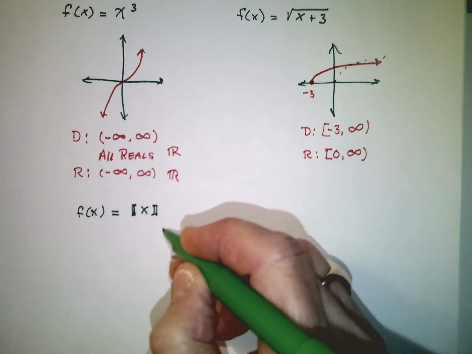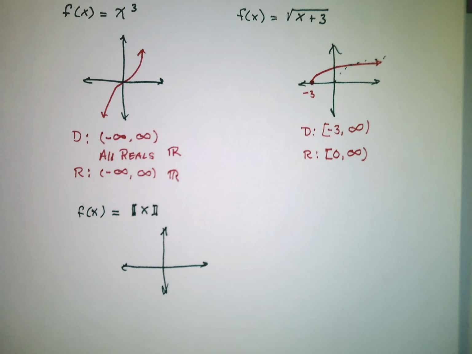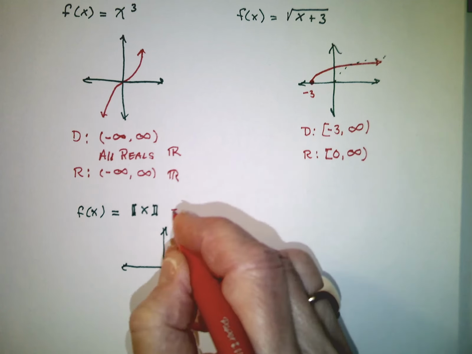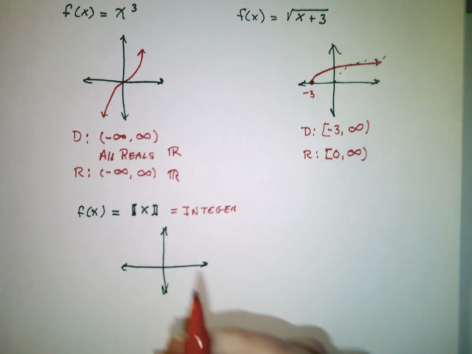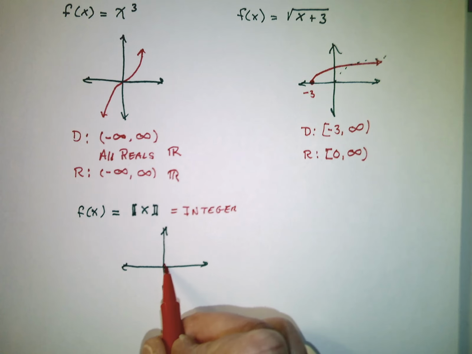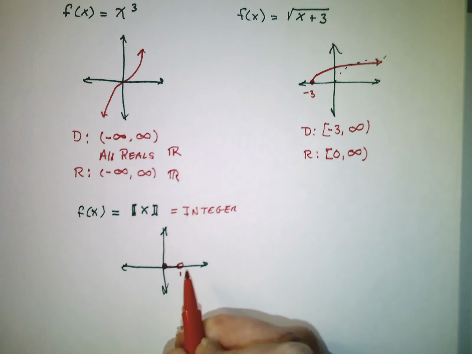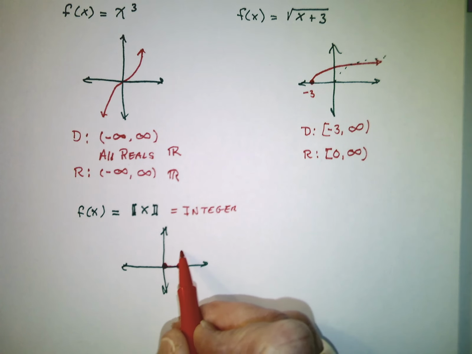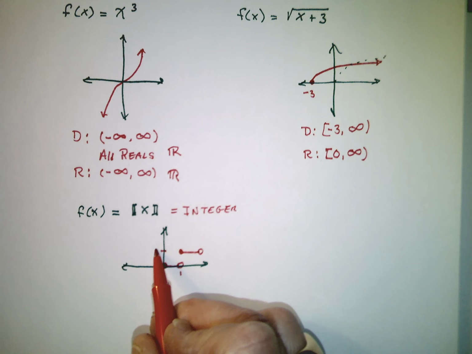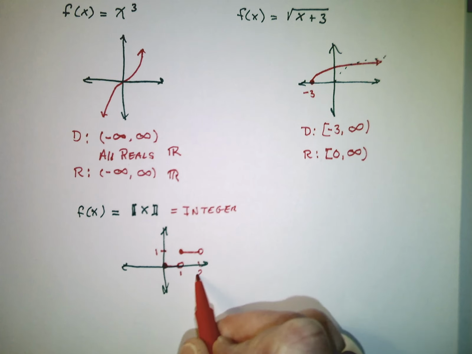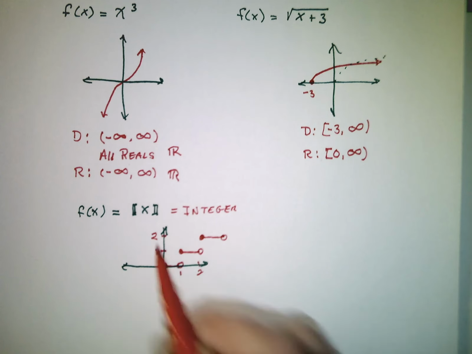Our next example is very practical. It has that unusual graph. This is also known as the integer function. And from 0 to 1, the answer is 0. And if we put in anything from 1 up to 2, the answer is just 1. And if we put in anything from 2 up to 3, the answer is just 2.